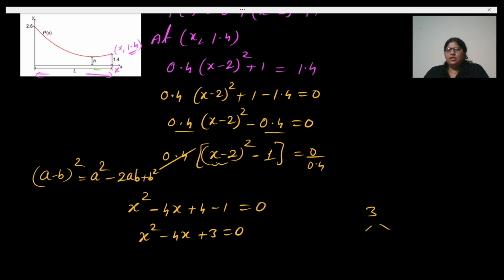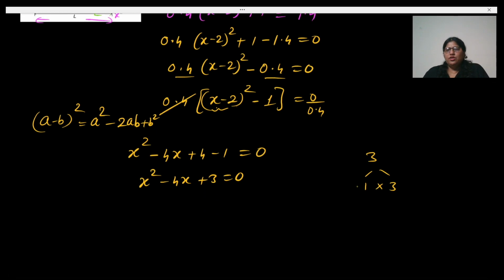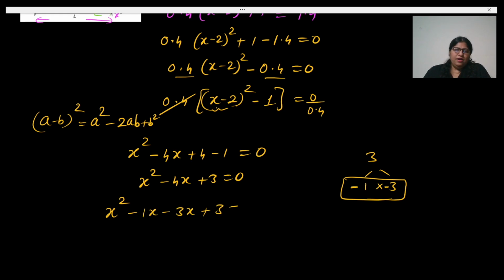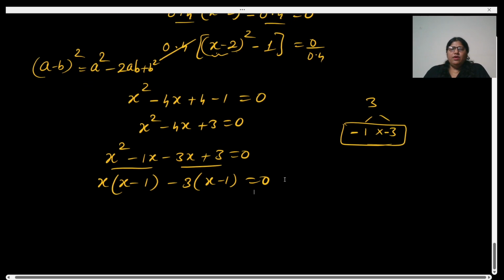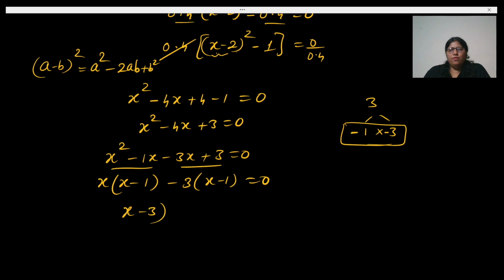So your product is 3. That can be taken as 1 into 3. Because we need minus 4, the product should be positive and the sum should be negative, so you'll take the factors as minus 1 and minus 3. So do the splitting of the middle term here: x squared minus x minus 3x plus 3 equals 0. If I do grouping here, x is common, x minus 1, minus 3 is common, x minus 1, which equals 0. So what is the factorized form? (x minus 3) times (x minus 1) equals 0. So x is 1 or 3.